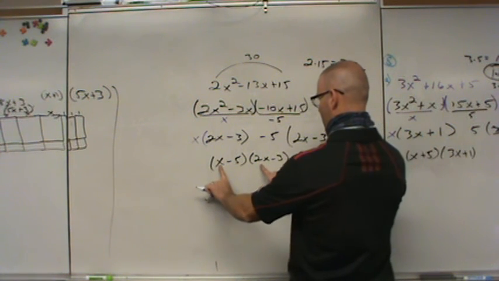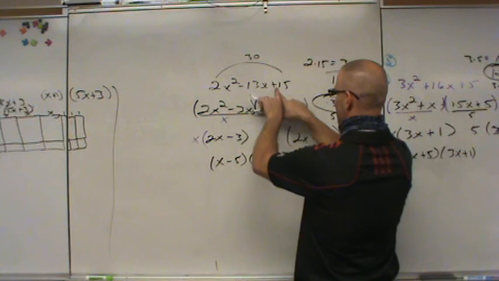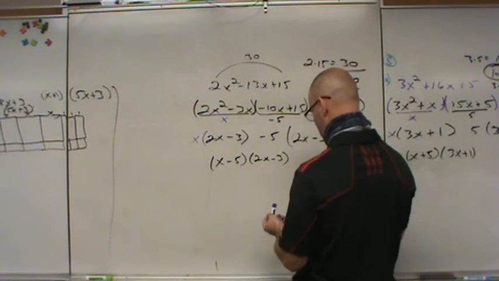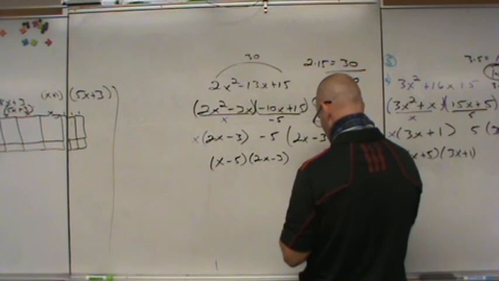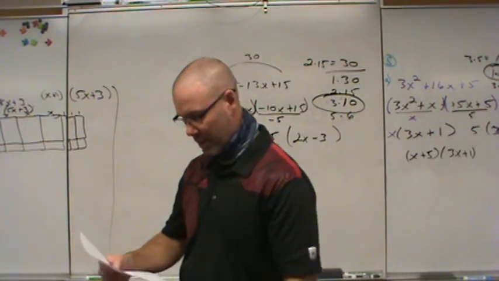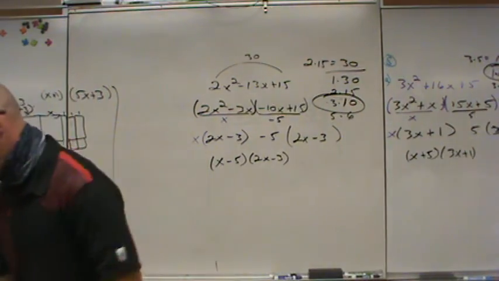And here's a quick check. Multiply these two, I get 2x squared. Multiply these two, I get a positive 15. If you did it the other way with your factors, it will not factor out. I'm telling you, it will not factor. And then for your work, when you come to class, for those who weren't here, C or D, either one, try one of those on your own. If you have questions, let me know.